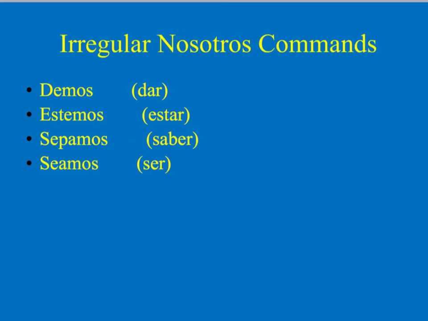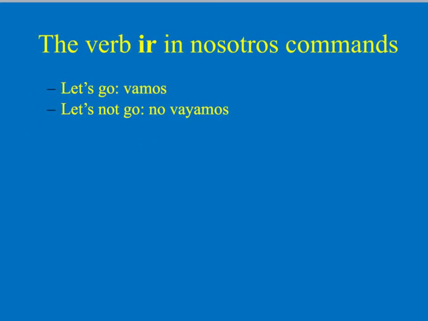Irregulars. There's only four now: dar, estar, saber, ser. Demos, estemos, sepamos, seamos. Ir is missing, but you're going to add a little note under number four there. Ir affirmative, let's go, is just vamos. Let's not go, no vayamos. Ir just got to be extra irregular.